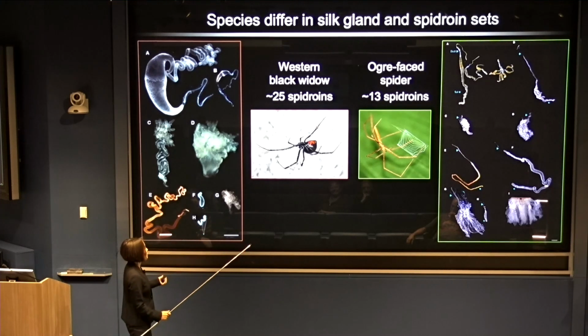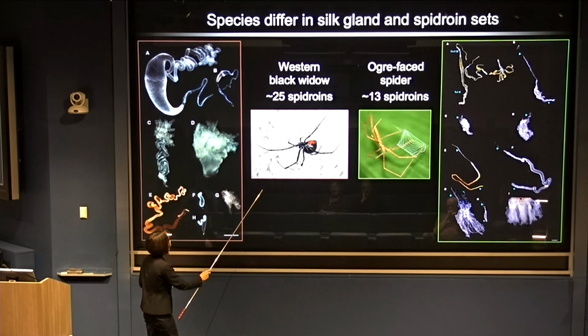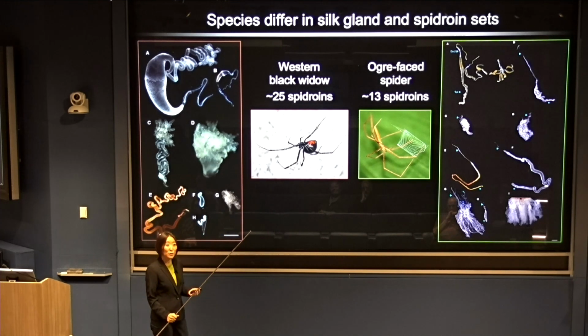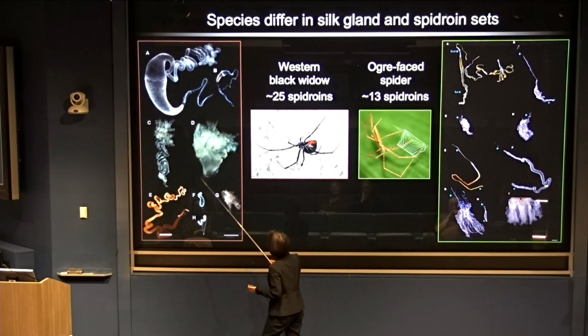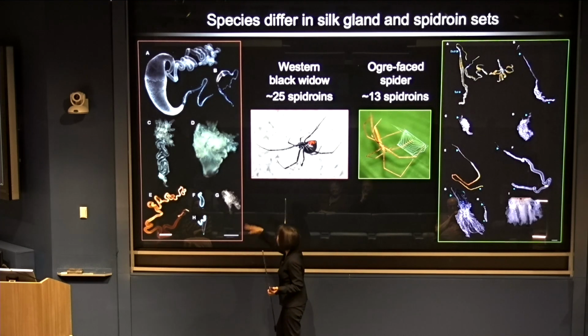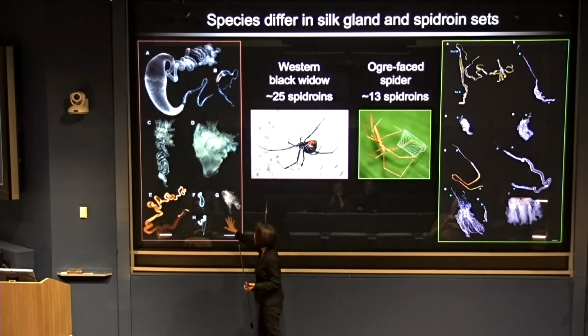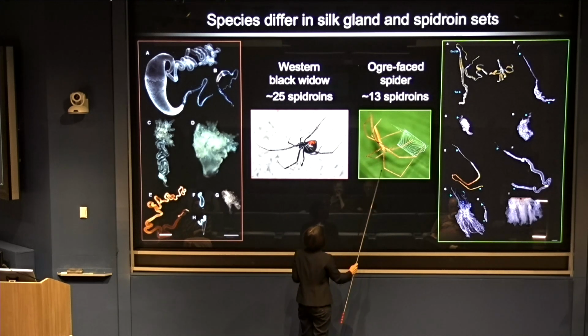So this is some work I did before. This is the Western black widow. We have whole genome sequence. We found about 25 spidroins in that black widow, and this is the depiction of the morphology of what the different silk glands look like. The scale bar here is 1 millimeter, so you can see the glands are very distinct from each other within the spider.